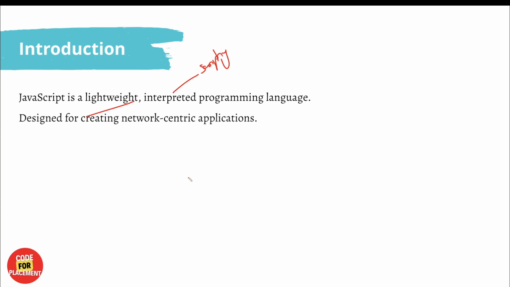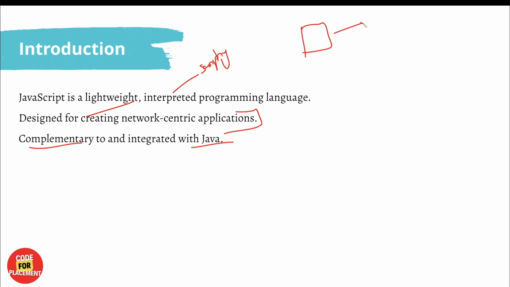Now, JavaScript is designed for creating network centric applications. JavaScript is also complementary to integrate with Java. So it is very adaptive and complementary to integrate with Java. Let's say we have an application and the application already has backend services running on Java. Yes, it can integrate, and in the front end we can use JavaScript. This is how we can integrate Java with JavaScript.